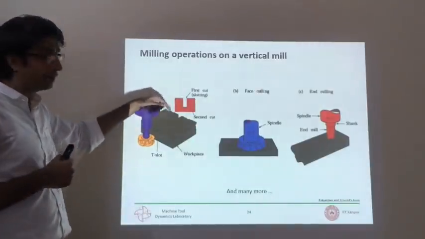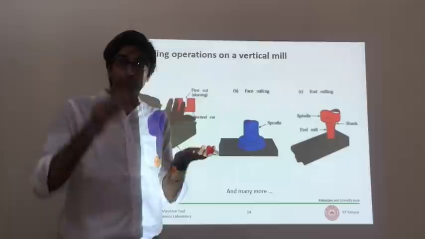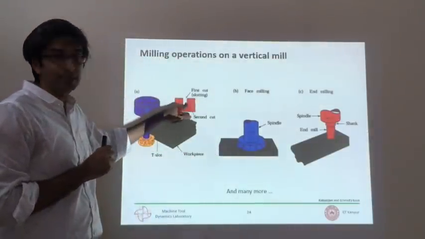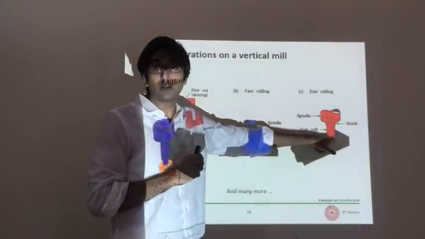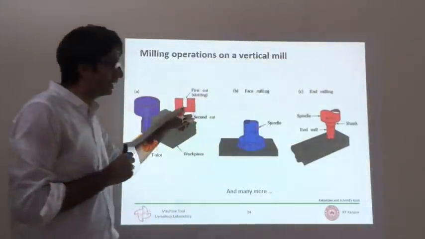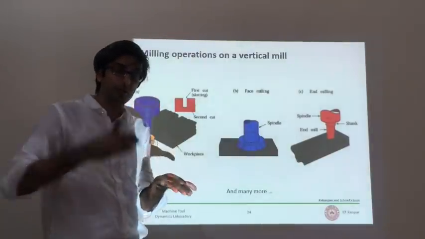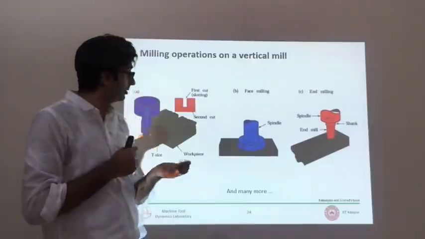This is called a T-slot. This is what is used on tables to fix workpieces. But to do that, you will first need to make a slot, which you can either make using what is called end milling, or you can take it to the horizontal configuration like I showed you earlier and create a slot with a slotting or a slitting cutter.